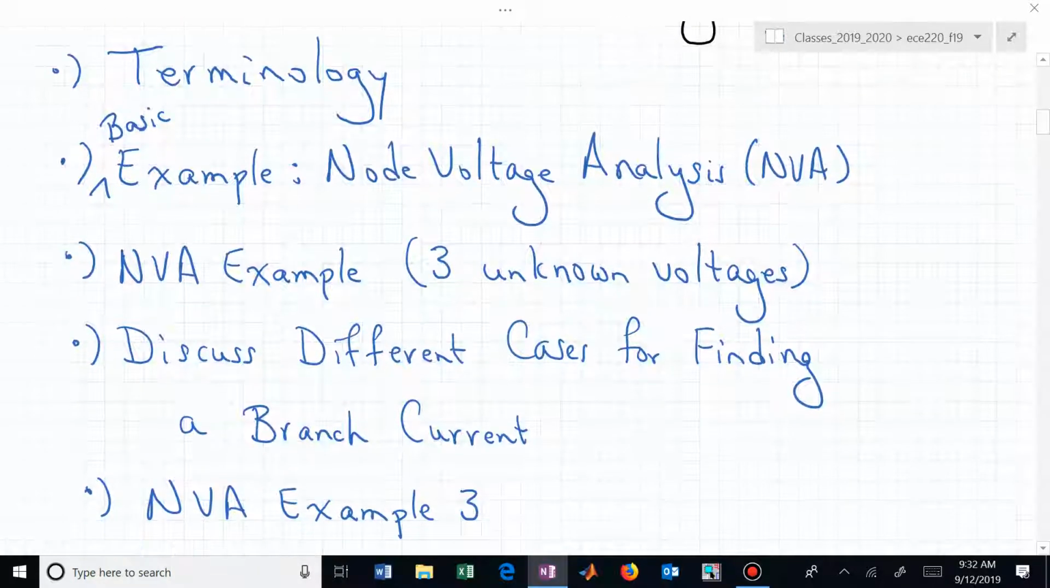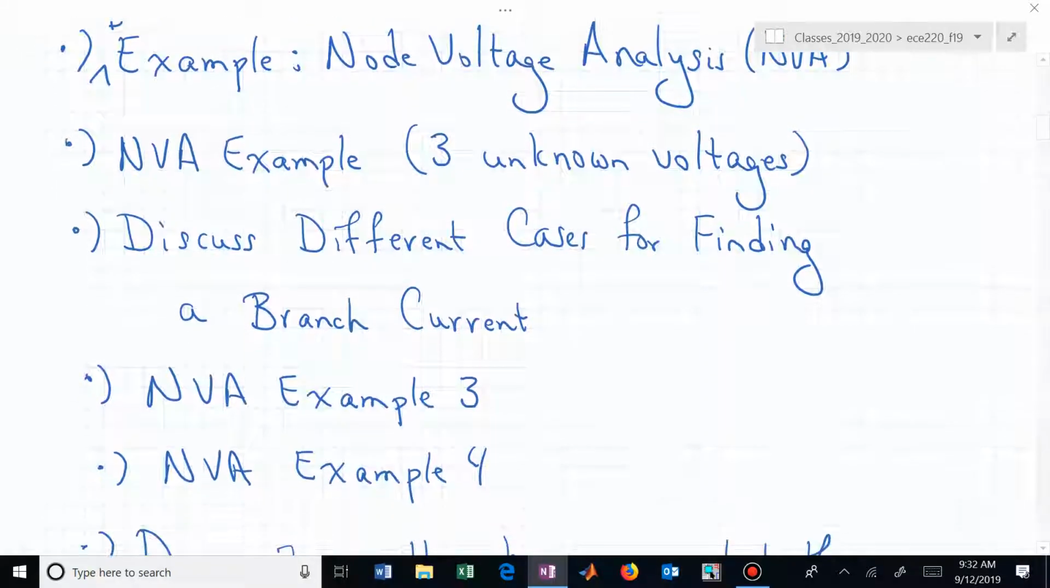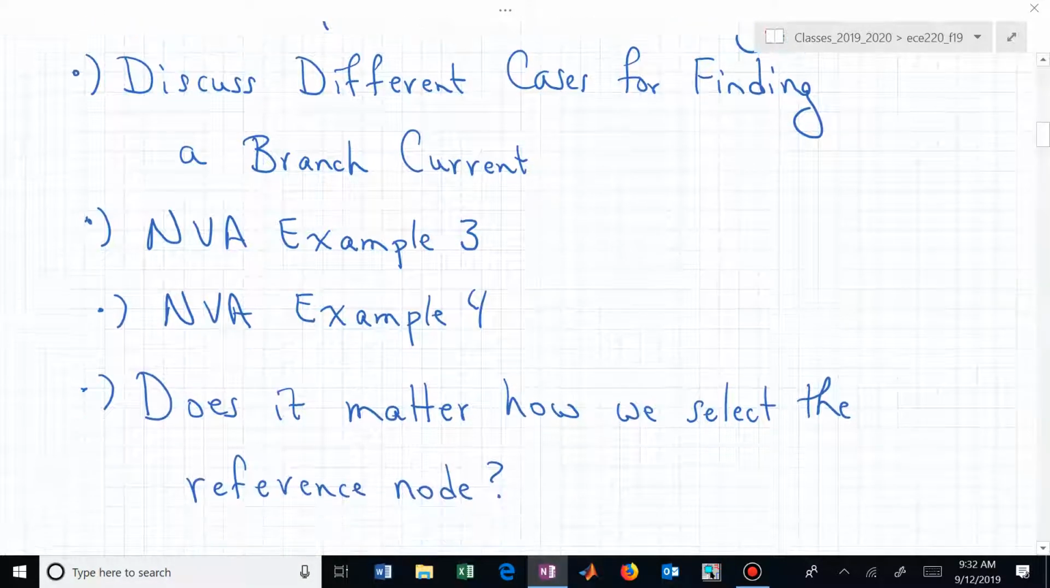We'll look at a couple of examples, then we'll discuss different circuit configurations that give rise to finding a current, a branch current, differently when we are writing these. Essentially, we're writing KCL equations at various nodes in the circuit, and there may arise different scenarios, and we need to get comfortable with how we approach each of those scenarios. That's what I'm meaning by discuss different cases for finding a branch current.